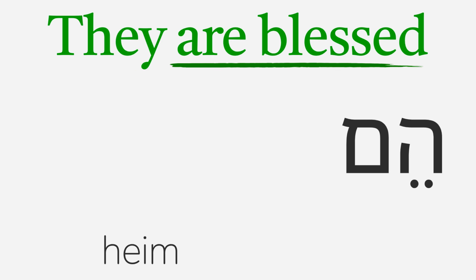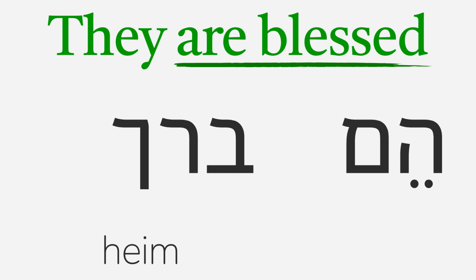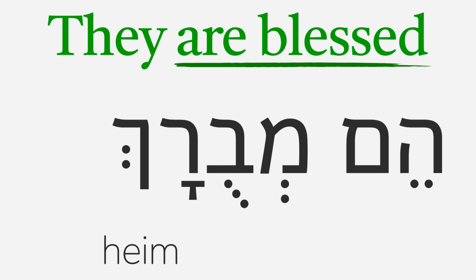Let's say they are blessed. They can be the masculine hem. Blessed will be from the root bet resh kaf. Again, in the Piel, this root has an active meaning of blessing, and in the Pual, it has a passive meaning of being blessed. If the masculine singular form of the present tense of this root was regular in the Pual, it would be mevurach.